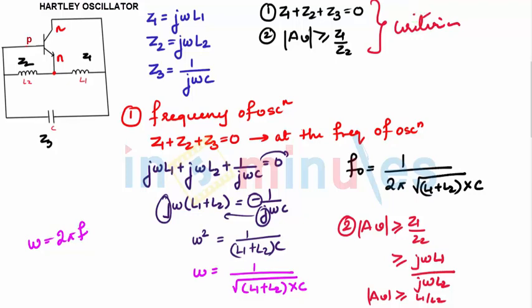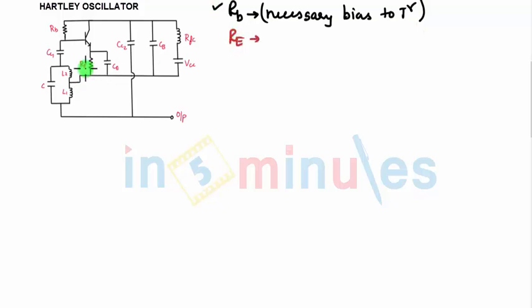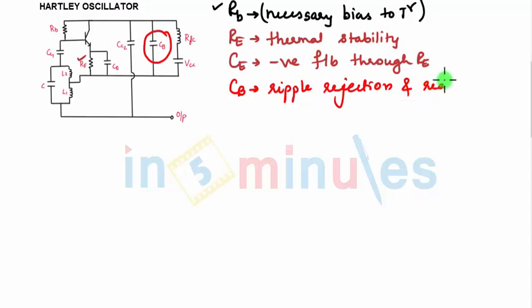Now how to substitute in the actual amplifier circuit? Why is this resistance RB connected? It is necessary to bias the transistor. In order to get the necessary bias to the transistor, we require RB. Then you have RE, the emitter resistance, used for thermal stability. Then CE, which is used to prevent negative feedback through RE. Then you have CB, which is used for ripple rejection. Where is CB? You can see over here, to remove the ripple and also to reduce noise.